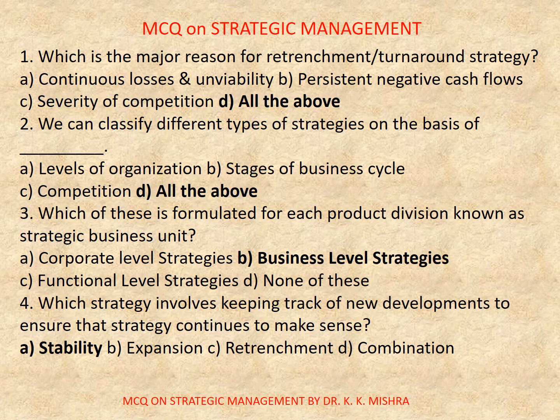Question number 2. We can classify different types of strategies on the basis of dash. A. Levels of organization. B. Stages of business cycle. C. Competition. D. All of the above. Correct option is D. All of the above.